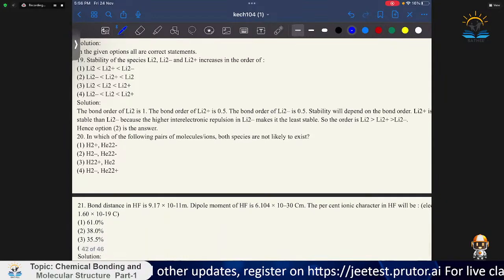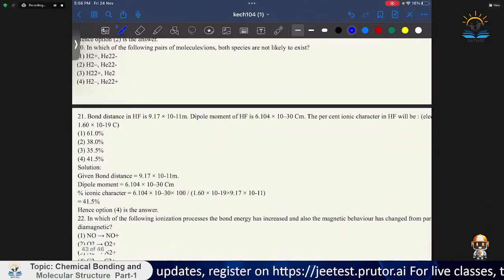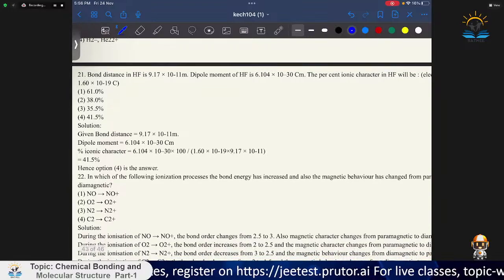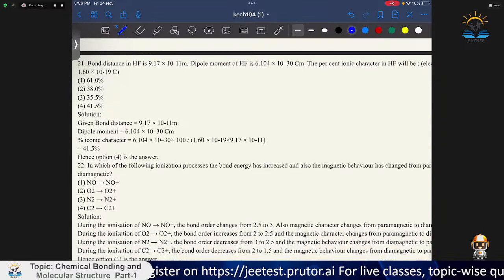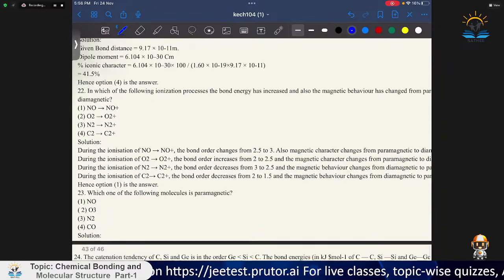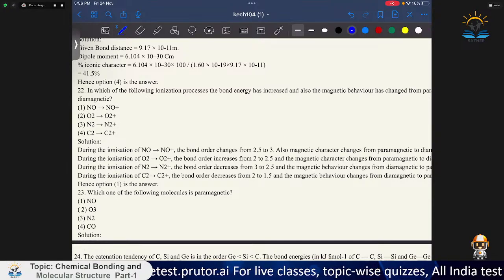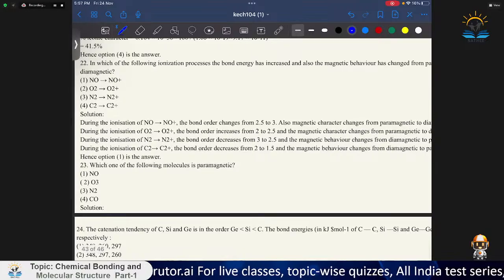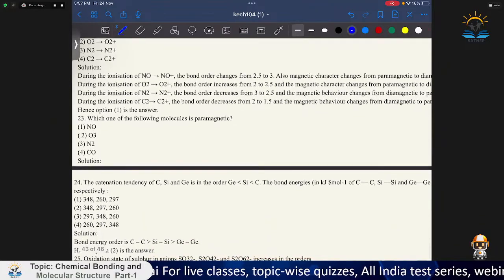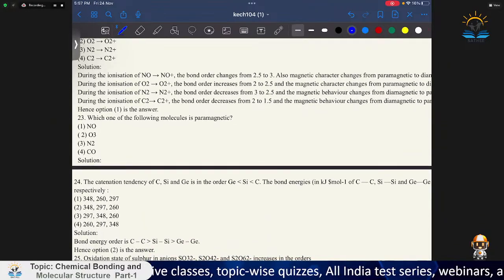Stability we'll do tomorrow. Existence tomorrow. Bond distance, dipole moment, percentage ionic character. Percentage ionic character we'll do tomorrow. Which of the following ionization process the bond energy has increased in magnetic behavior? Okay, tomorrow. Then paramagnetic, diamagnetic, it will come tomorrow only.